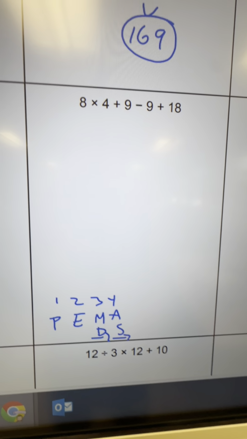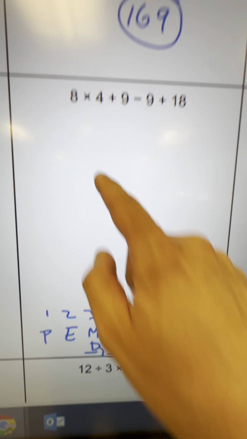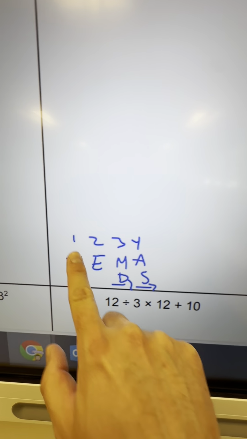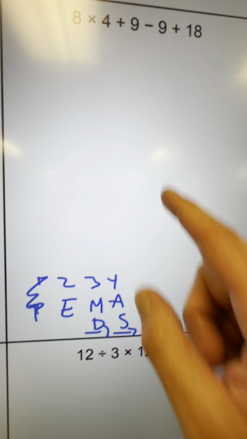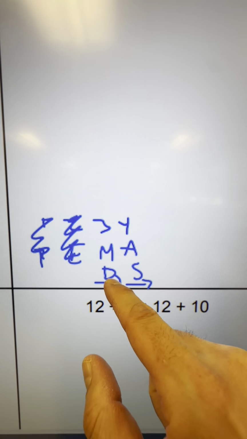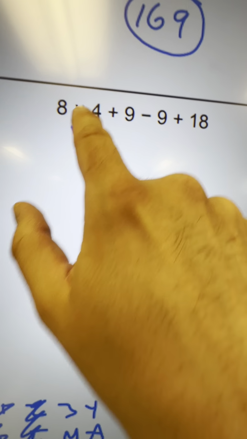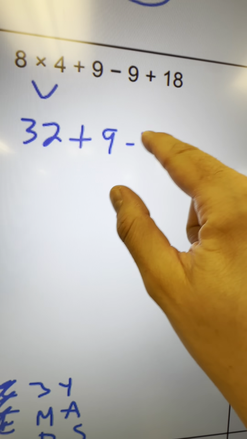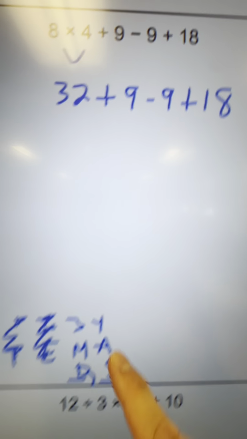All right, here's my next example. Notice that I put my little checklist down here. First thing I scan for is parentheses, which, no parentheses, so that's done. All right, next I look for exponents, which there are no exponents, so erase that, that's gone. Multiply and divide left to right, so I'm just scanning for that. It pops up here quickly, so 32, and then copy the rest. Plus 9 minus 9 plus 18.